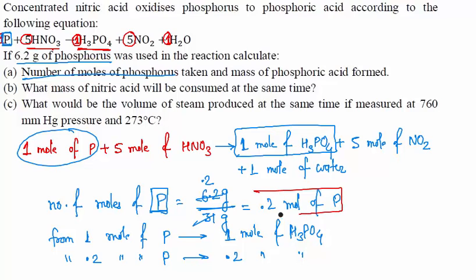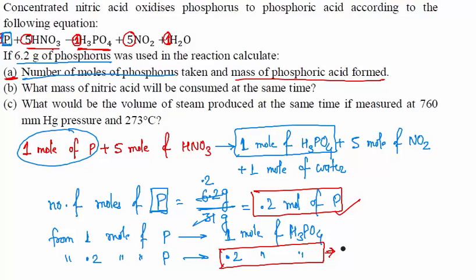So this is part 1 of part A: the number of moles of phosphorus is 0.2 mole, and then the mass of phosphoric acid formed. So look at this, how many moles of phosphoric acid have formed? 0.2 mole. That means you have 0.2 mole of phosphoric acid, H3PO4, formed by this 0.2 mole of phosphorus. You can see it by stoichiometry also.